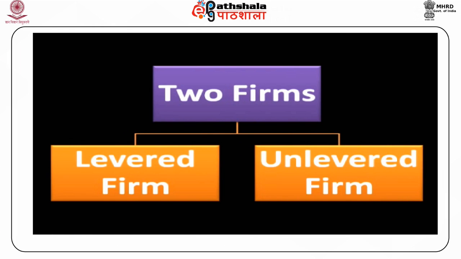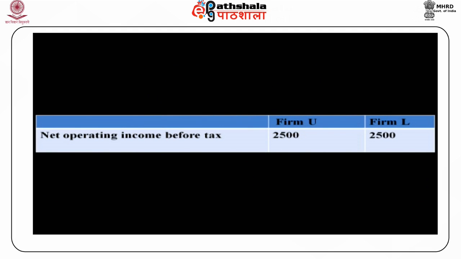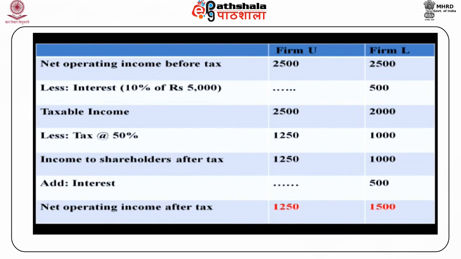Suppose there are two firms. One is a levered firm with ₹5,000 as debt in its capital structure, and the other one is an unlevered firm. The net operating income before tax of both the firms is the same, that is ₹2,500. But the after-tax income of the levered firm is greater than that of the unlevered firm by ₹250, as shown in the calculations here. This is because of the presence of the debt component in its capital structure.